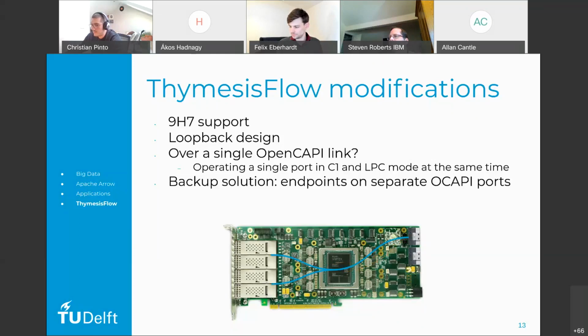So we're going to use the QSFP ports. And if all goes well, you could use both the compute and memory side at the same time over a single OpenCAPI link. Obviously, if this doesn't work out, we just use the 2 OpenCAPI ports and put 2 AFUs on the FPGA.